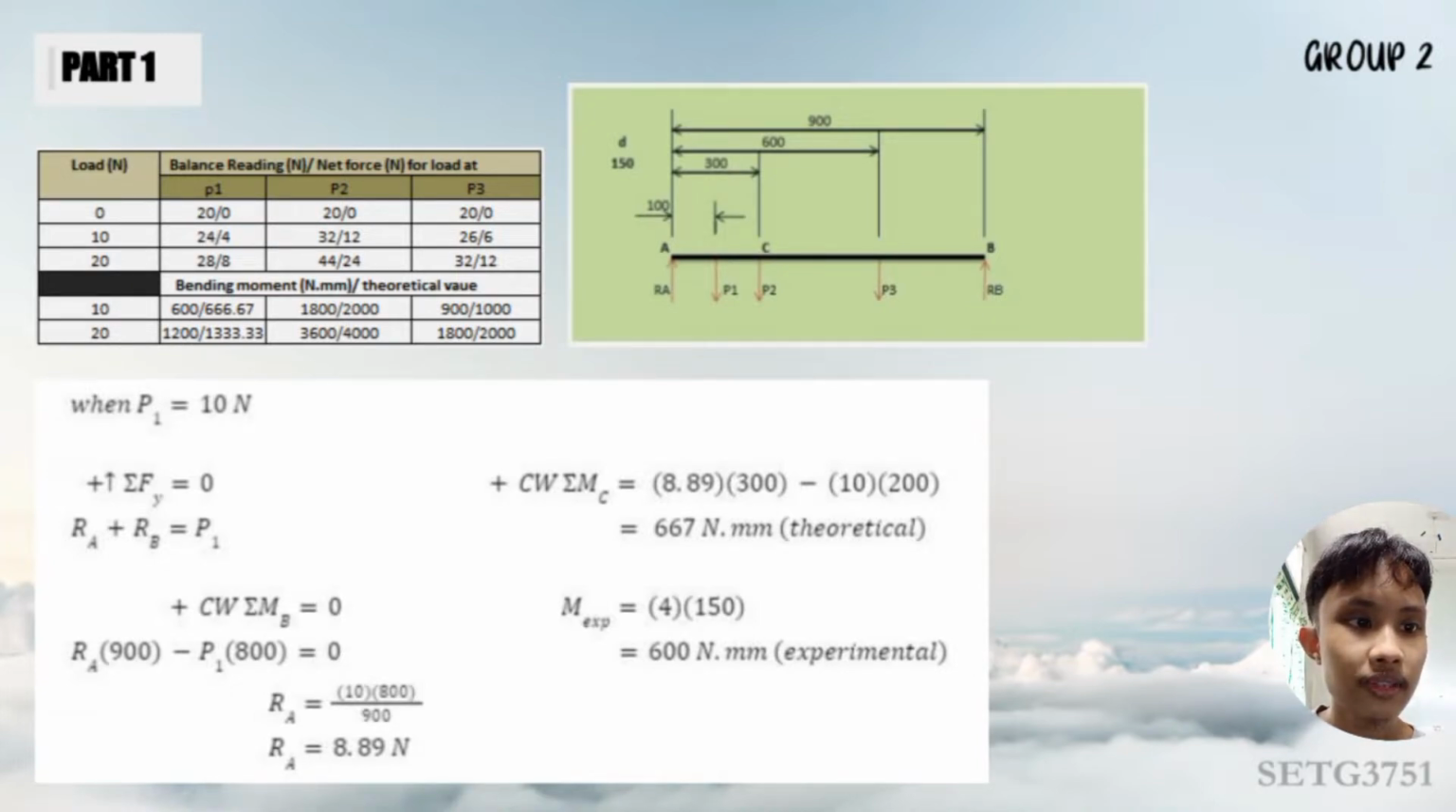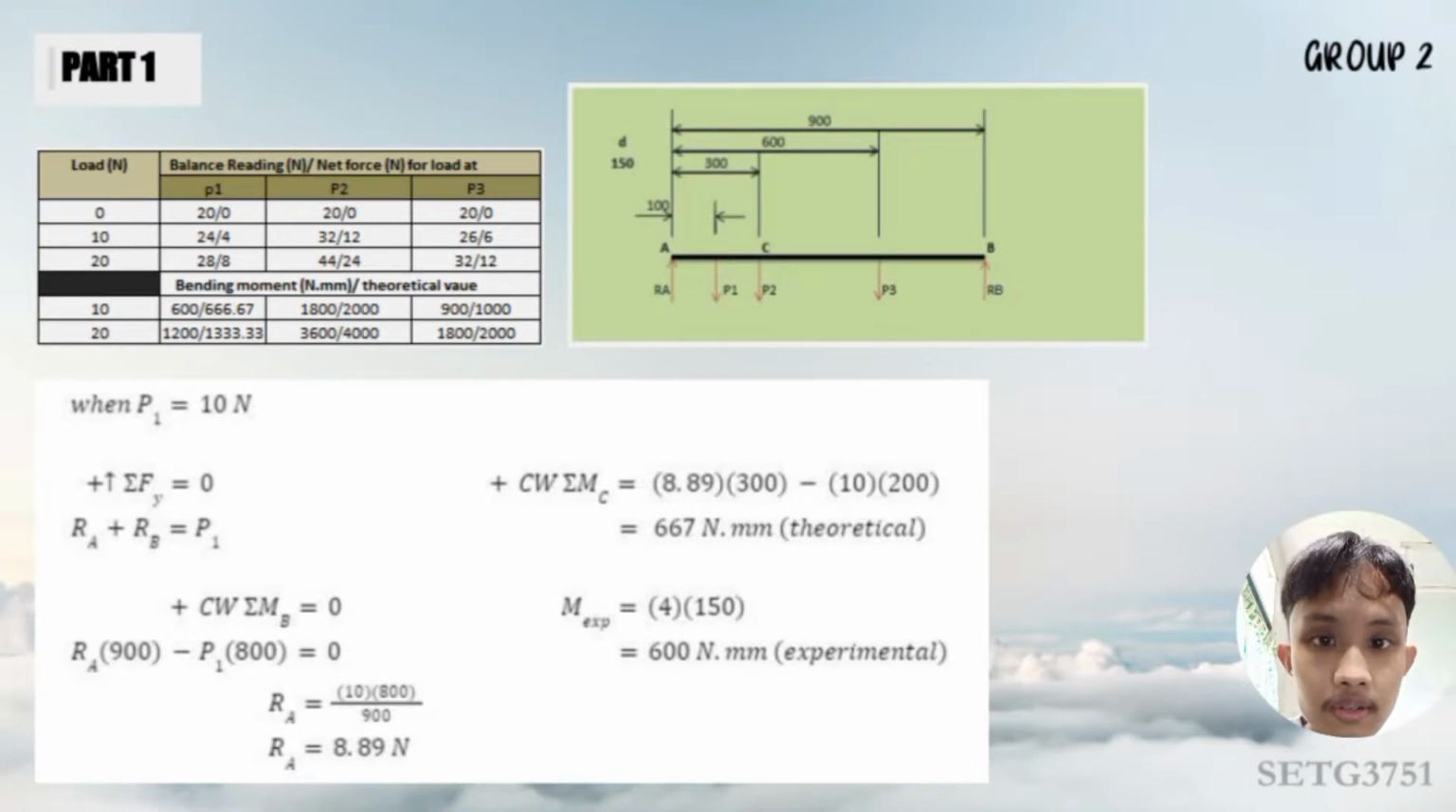Then we do the summation of moment again at point C. We obtain 8.89 times 300 minus 10 times 200, which gives 667 Newton millimeter, the theoretical value. For the experimental value, we just multiply 4 by 150, and we obtain 600 Newton millimeter. The calculation was repeated using the same technique for P2 equal to 20 Newton.